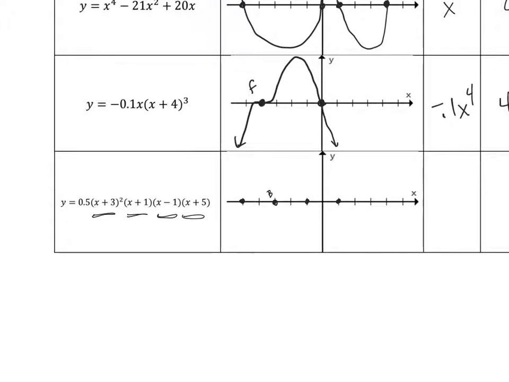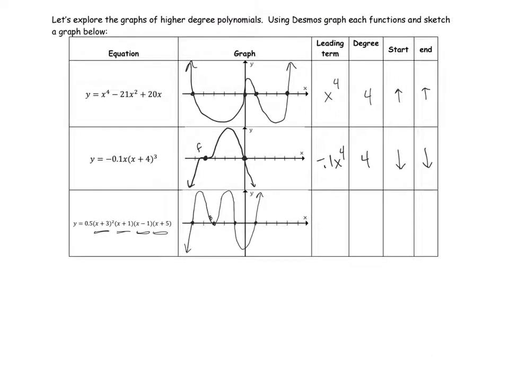We know our end direction is up. All of them are crossing roots except for -3. So I'm going to cross, turn it around, cross again, turn it around, and then come down, bounce here, and go down. We should have an odd degree here. So this is 2, 3, 4, and 5 because they're going in opposite directions, or they're starting and ending in opposite directions. So this would be 0.5x to the 5th. It's a 5th degree polynomial. Start direction is down, end direction is up.